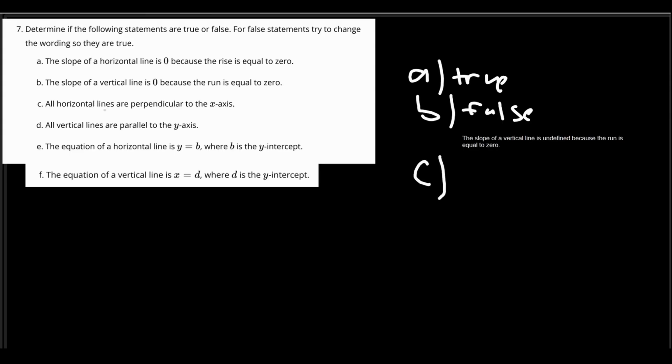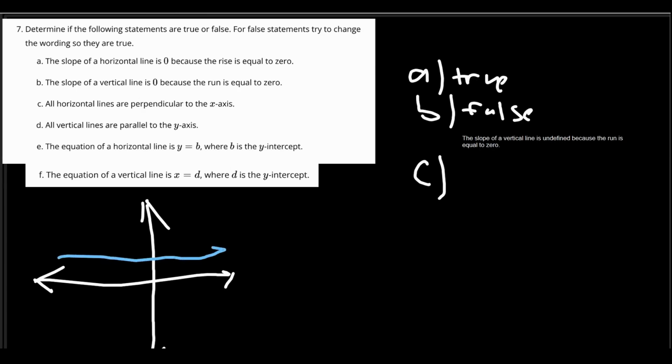All horizontal lines are perpendicular to the x-axis. And this is false because all horizontal lines are parallel to the x-axis. So if I were to draw a graph, that's a terrible line, oh my god. A graph with my arrows, of course, because they're necessary. And I'll just make a line, let's say that it's y equals 3. So that's the horizontal line.